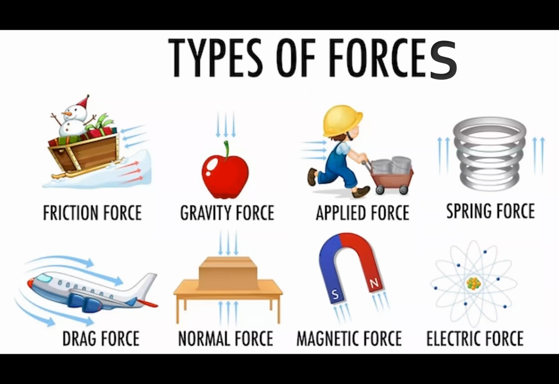In addition to that, we have different types of forces. Frictional force opposes the motion. You see these blue lines show the direction of motion of the sled. The red arrows indicate the direction of the frictional force. Gravity force is the force that pulls objects towards the earth.